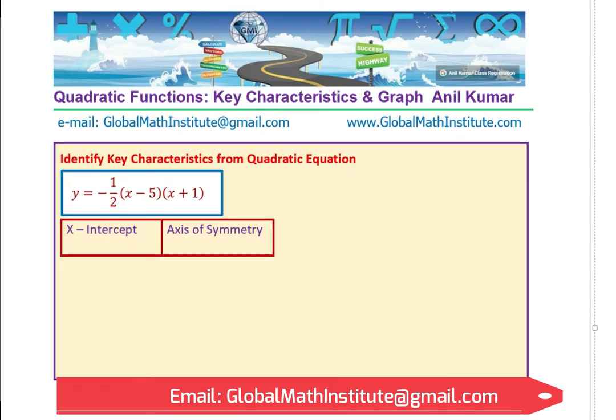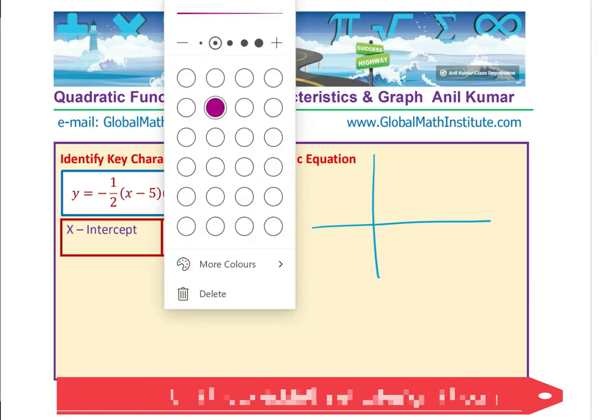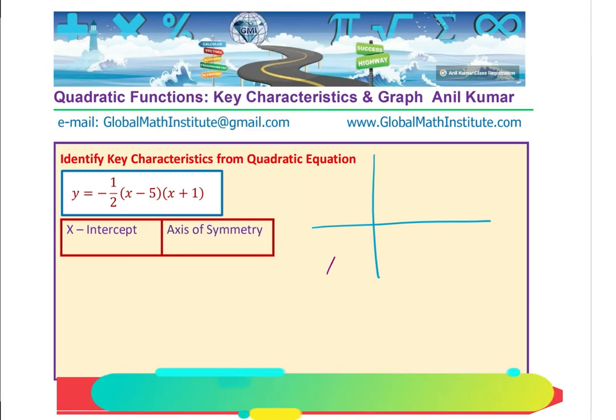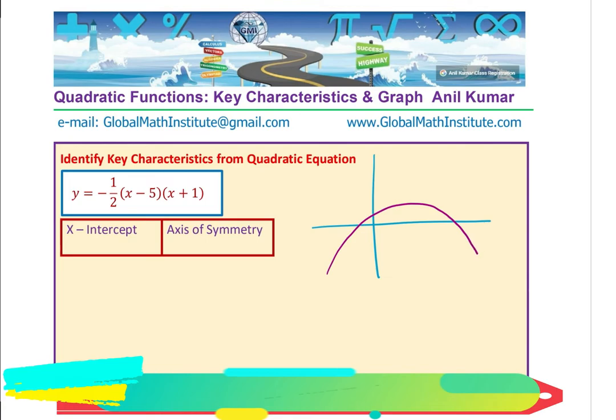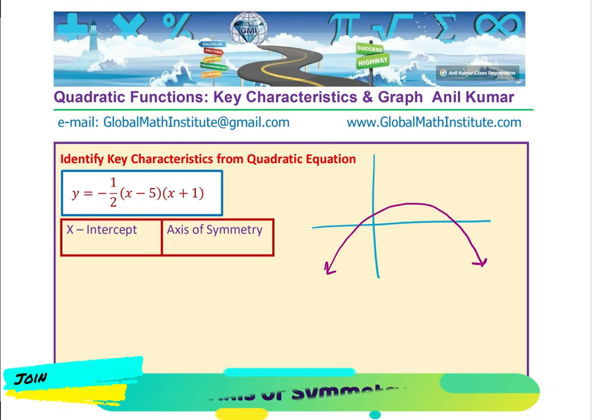So let's look into the axis. Till now, what have we done? Well, we figured out one thing, which is where the x-intercepts are. So we have something like this, right? Perfect. And we know that the two x-intercepts are at -1 and at 5. These are the x values. Now, how do we find the axis of symmetry?